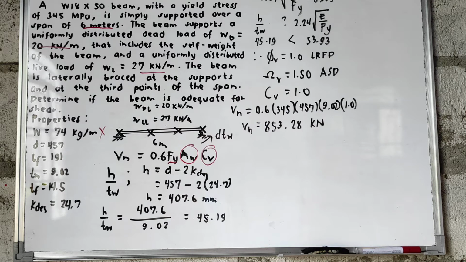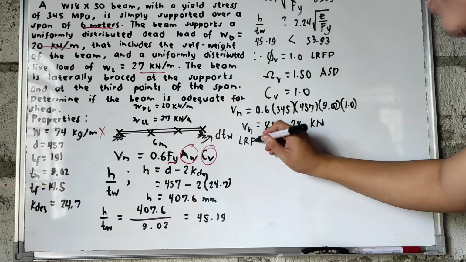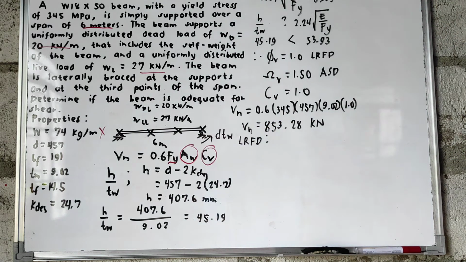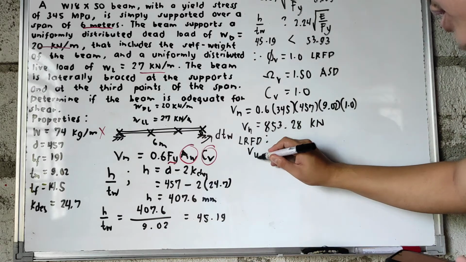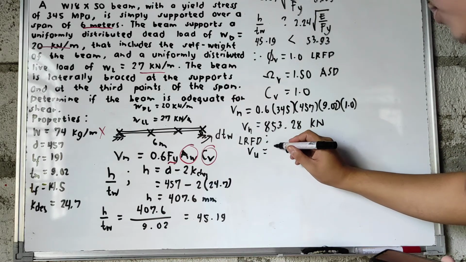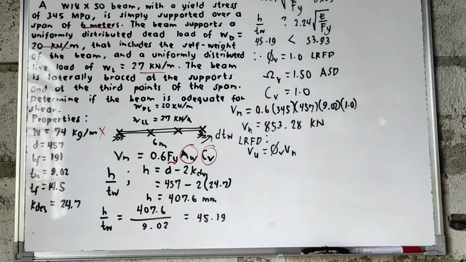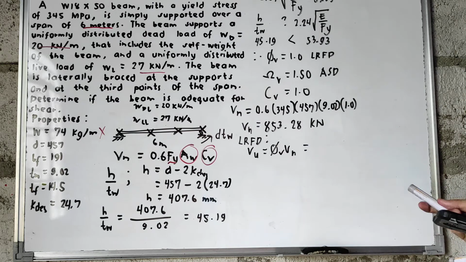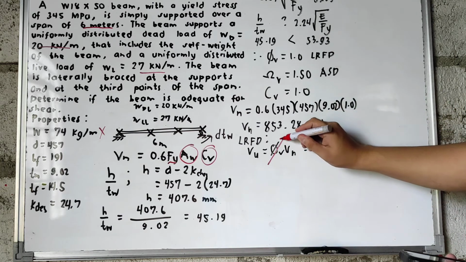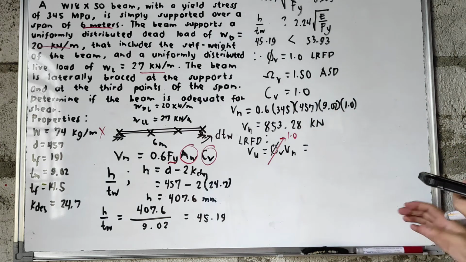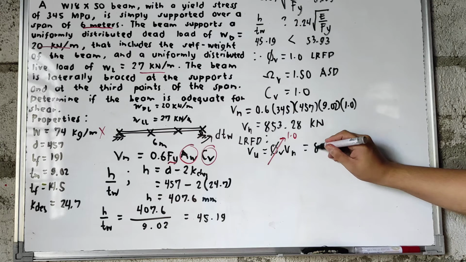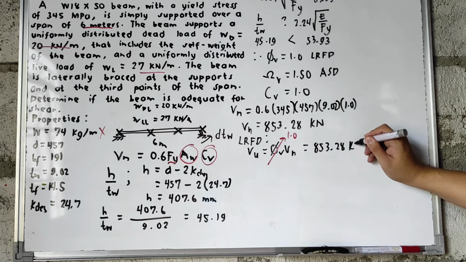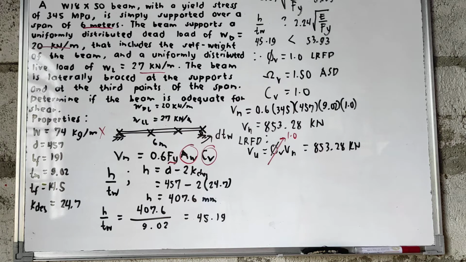So upon solving for the value of your nominal shear strength, kunin na natin yung design shear strength and the allowable shear strength. So, unahin muna natin yung LRFD, or the design shear strength. Para makuha natin yung VU, we just need to multiply yung VN natin by a reduction factor. For this one, yung reduction factor na gagamitin natin is equal to 1.0. So, we have a value of your VU, which is equal to 853.28 kilonewton. So, yan yung shear capacity ng section natin.